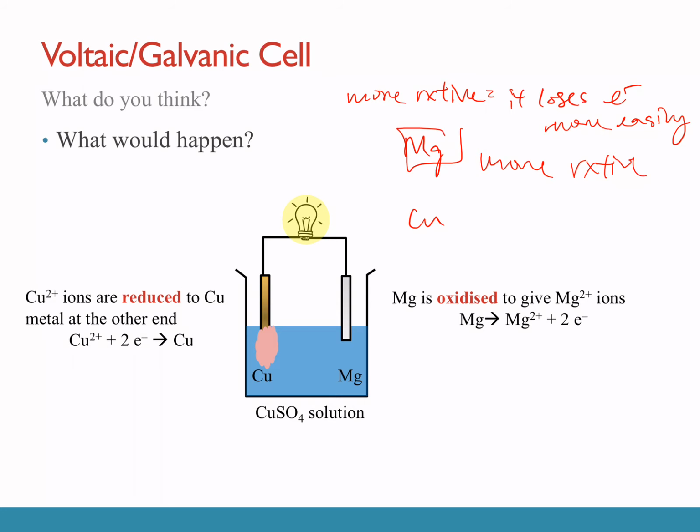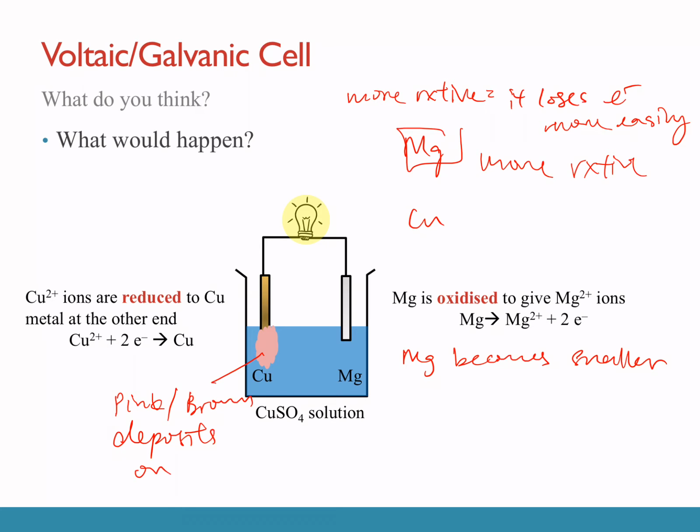Okay, so over here, what will you observe? You will see that magnesium becomes smaller. Then we see pink or brown deposits on copper. Now on the other side, why is it that copper 2 plus ions are the ones that are being reduced?